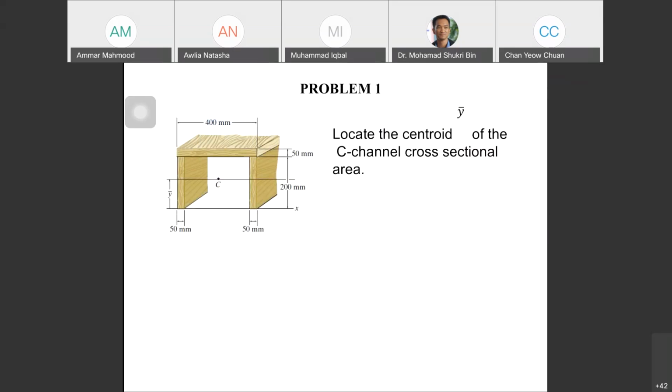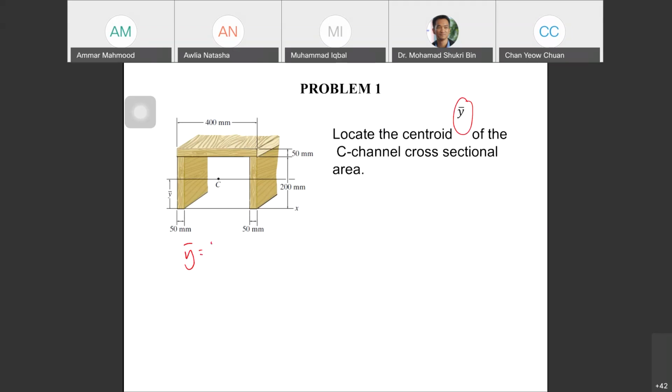For this one, you can try to locate the centroid of the C channel cross section area. Why are they asking for the Y bar only? Kenapa dia tak tanya untuk X bar? Sebab X bar adalah dekat, this is symmetry. This is symmetry about X. So Y bar is unknown.